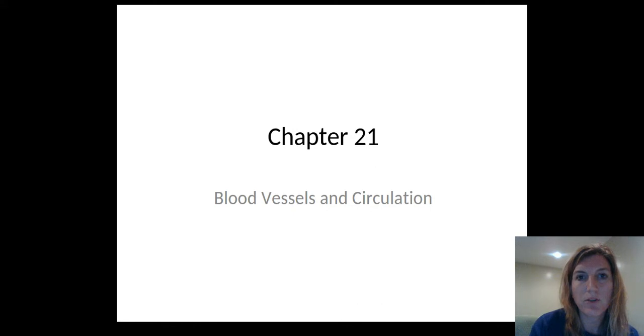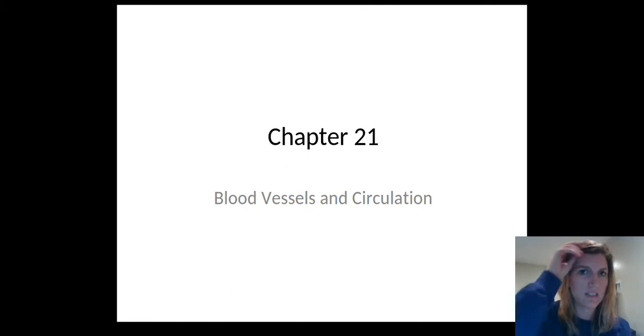I'm using a PowerPoint from another textbook. It's the textbook that I use at Harvard Community College. I like the textbook a little better. I like the PowerPoints a little better. And so it doesn't quite match up word for word with what our textbook says, but it's the same exact information in the same exact chapter. It goes in a slightly different order.